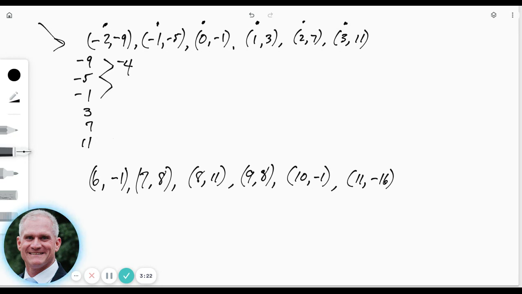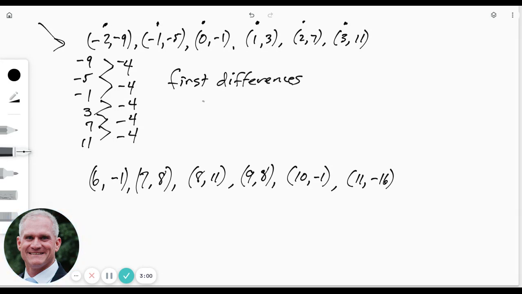And what's -5 minus -1? Well, it's -5 plus 1. That's also -4. And -1 minus 3 is -4. 3 minus 7, -4. 7 minus 11, -4. Because the first differences are the same, we have a linear equation, okay?